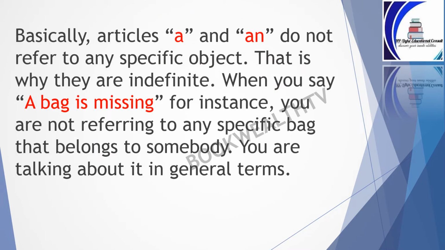Basically, articles a and an do not refer to any specific object. That is why they are indefinite. When you say a bag is missing, for instance, you are not referring to any specific bag that belongs to somebody. You are talking about it in general terms.